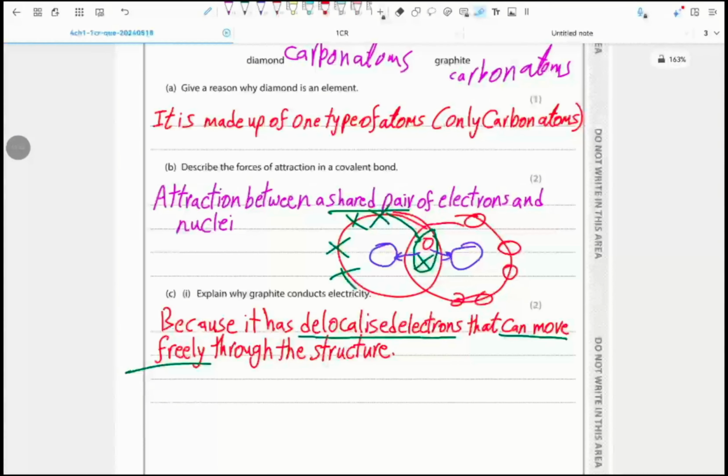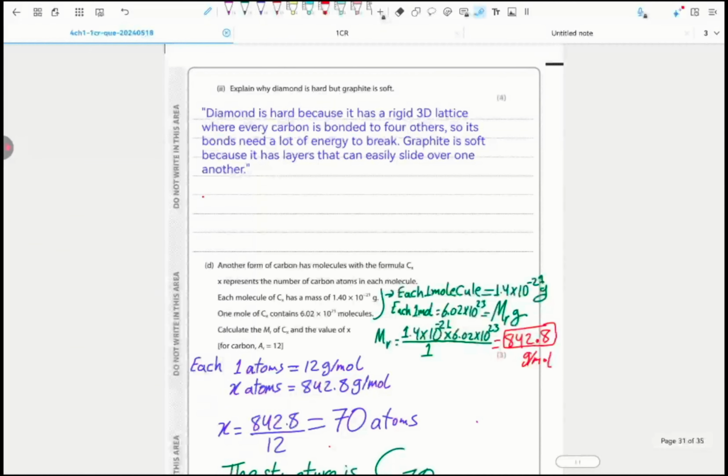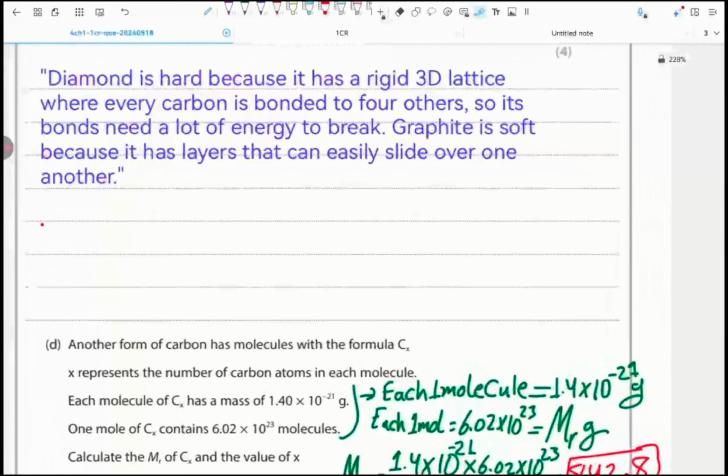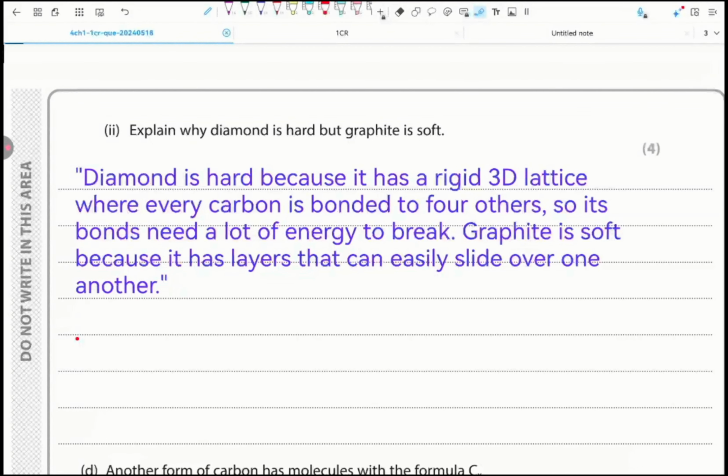Now, my friends, let's move to the next question. Explain why diamond is hard while graphite is soft. First of all, my friend, we need to understand what?